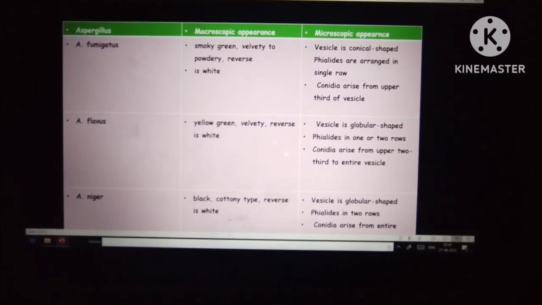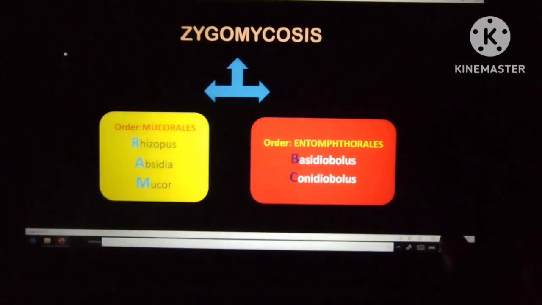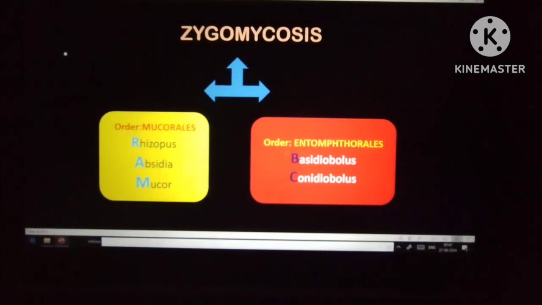So friends, I have another video on how to identify the fungus. The key points I will be posting in the link in the description box. Kindly go through that, because I didn't post any pictures over here. I will be posting them in that video. You go through that. So coming to the next family, it is Zygomycosis.